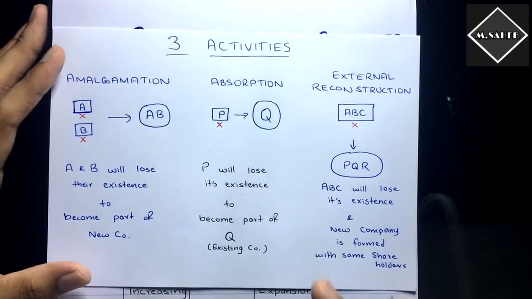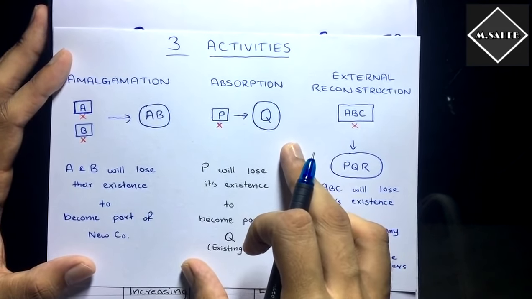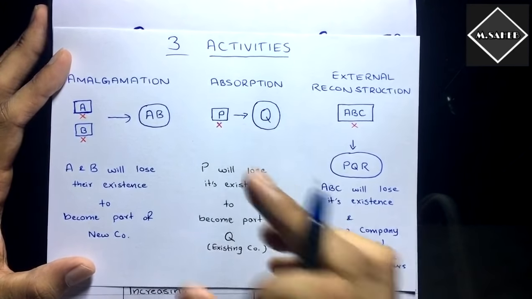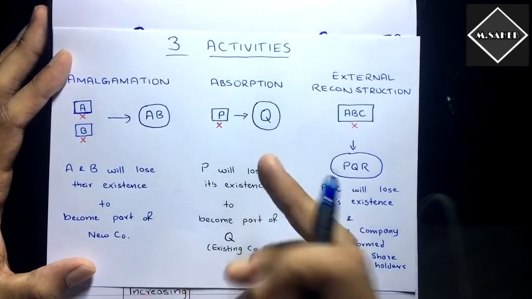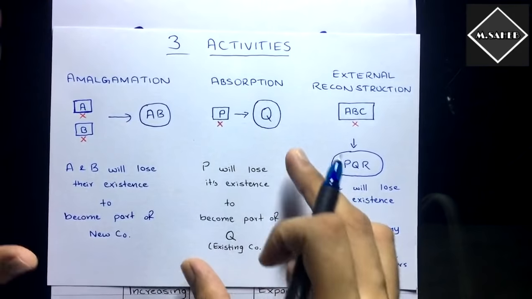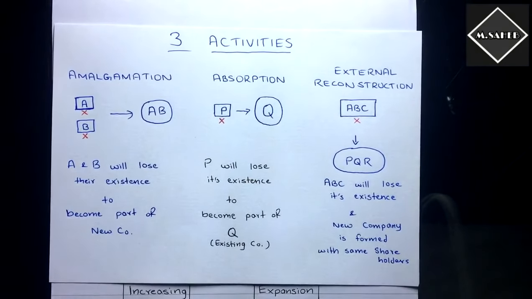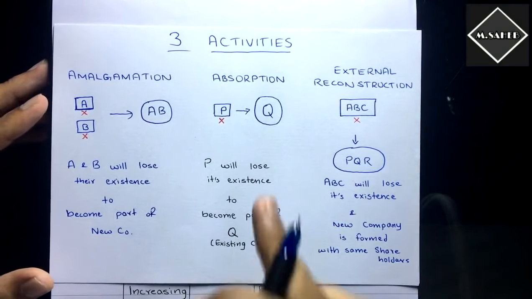Yeah. For example, if you want a practical example of absorption, do you know Satyam company? Satyam company was absorbed by Tech Mahindra. Okay, you can Google it up, right? Satyam company was absorbed by Tech Mahindra. Or one more example is the Hutch company. Before, there used to be Hutch, a telecom company, and it was absorbed by Vodafone Limited. Okay, so that is what is absorption.